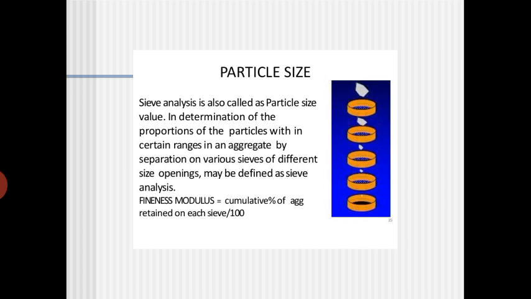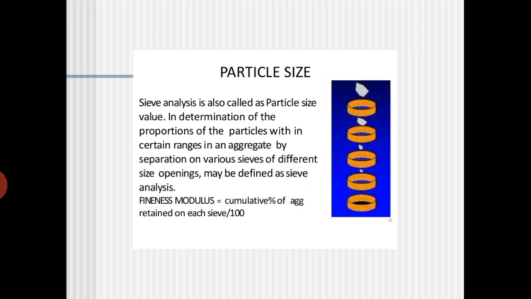When you are doing mechanical sieving, you have to run it for a minimum of 10 minutes. If you are doing it manually, you have to run it for a minimum of 15 minutes. After that, take each sieve out, weigh it, and take the weight of that. So find out how much percentage of aggregates are there in each sieve.